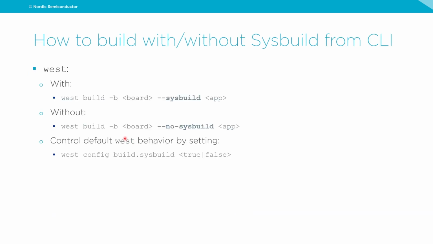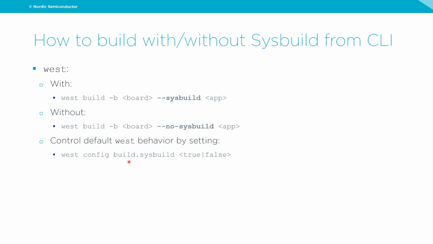So, as mentioned, if you have out-of-tree applications, they're not using sysbuild by default. You need to transition actively. So this is how you can do it. You can either add the sysbuild option when invoking the west build command, or, on the other hand, if sysbuild is default and you don't want to use it, there's also the no-sysbuild option.